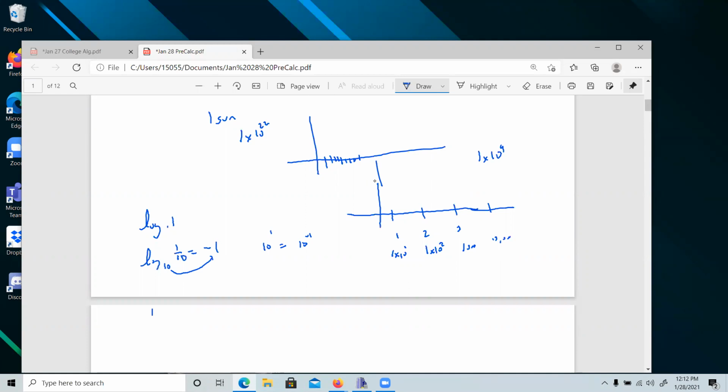And the same idea, if we have log of 100, log base, don't do log base 100, we'll get to that. Log base 10 of 1 over 100, right?